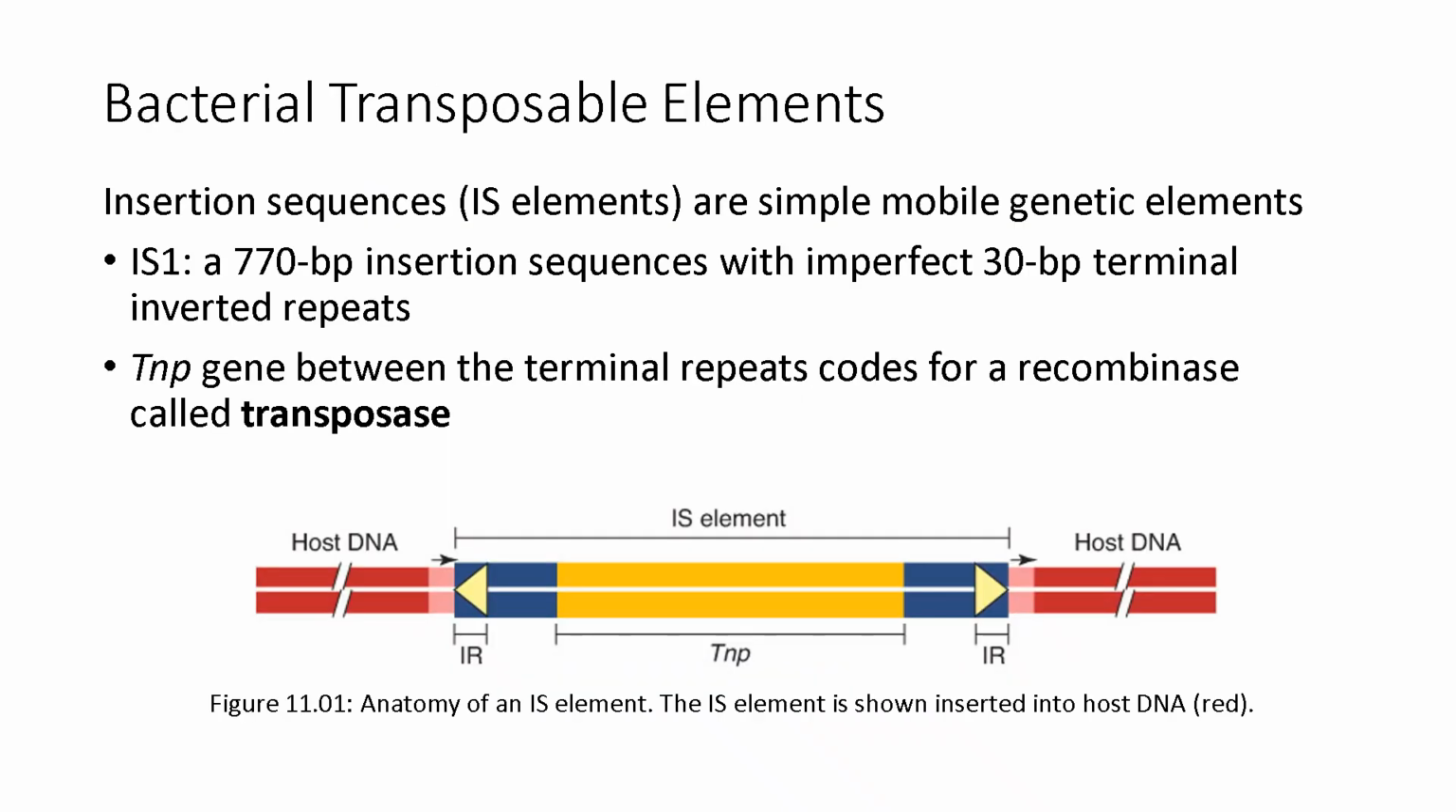Take the IS1 element, for example. It is a 770 base pair sequence with imperfect 30 base pair terminal inverted repeats. Within these repeats lies the tnp gene, which encodes a protein known as transposase. This enzyme facilitates the cutting and reinsertion of the element into host DNA, a fundamental step in transposition.